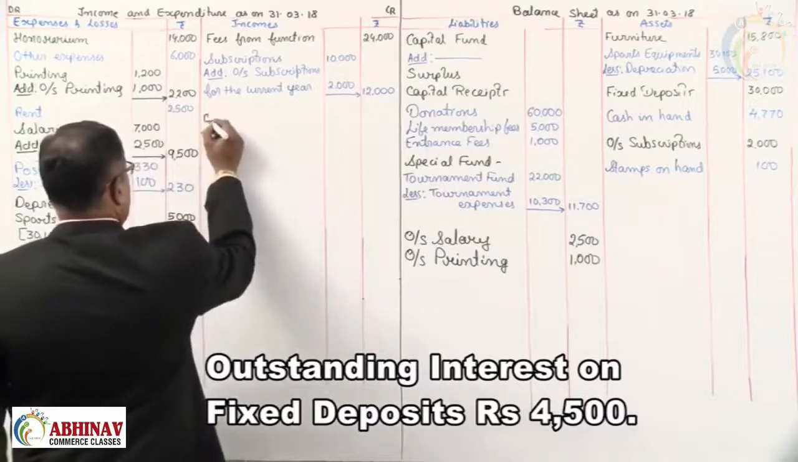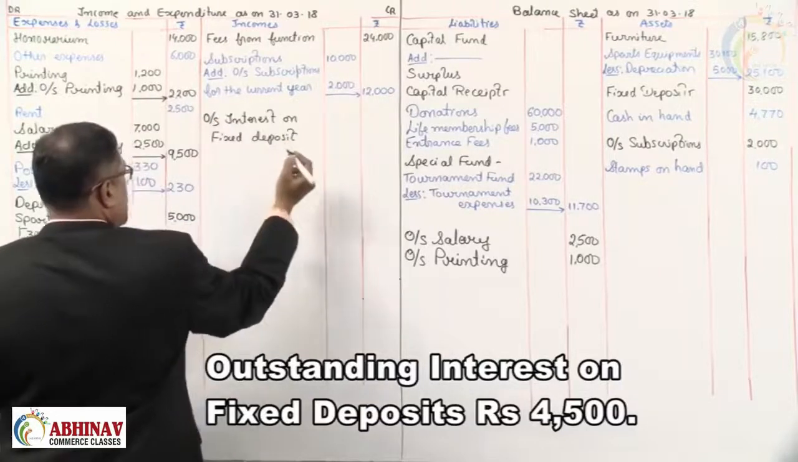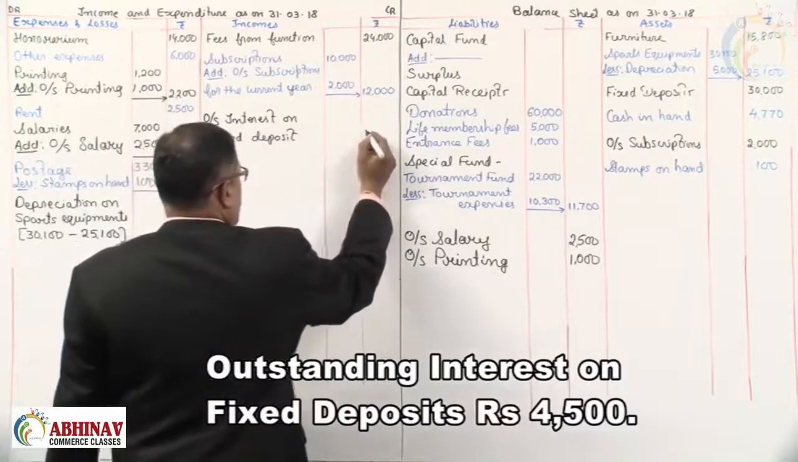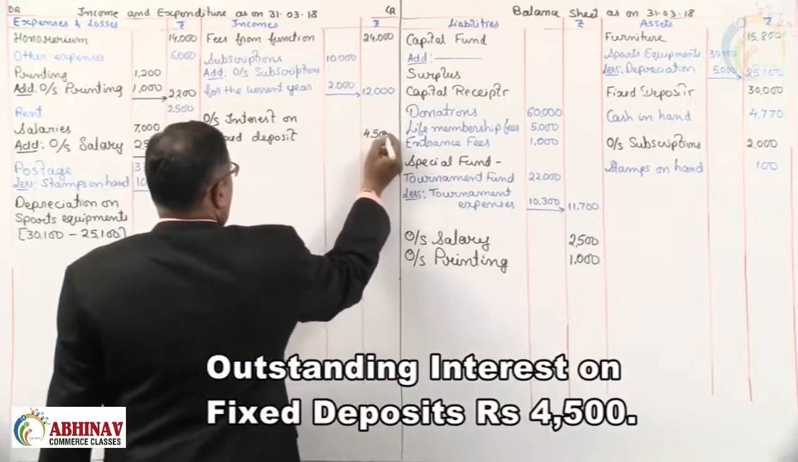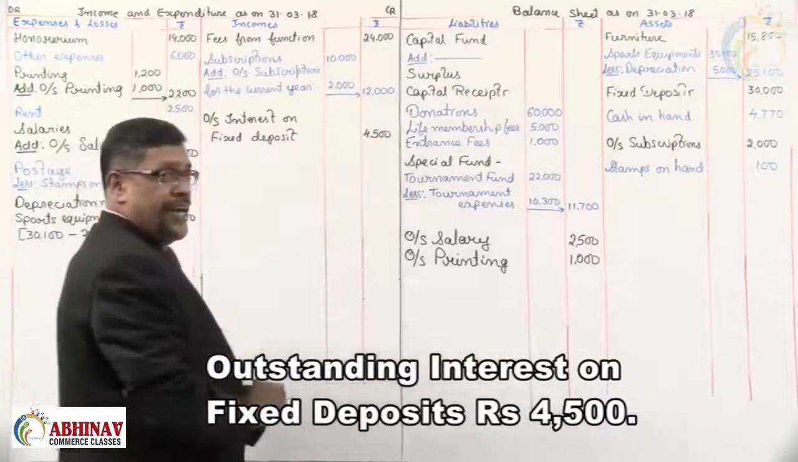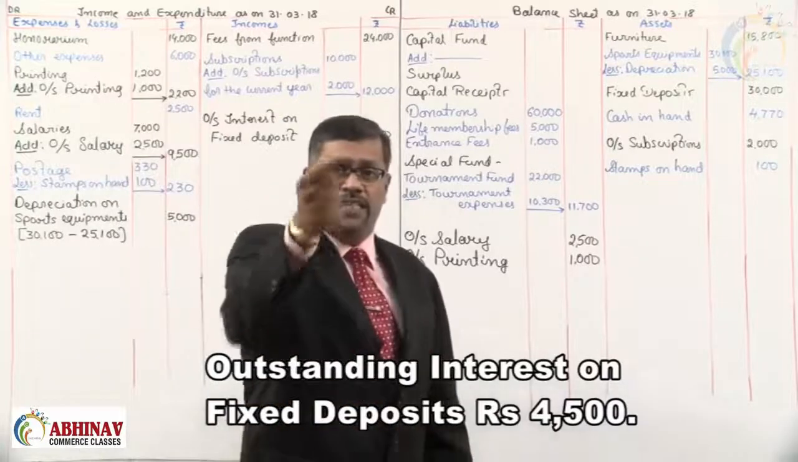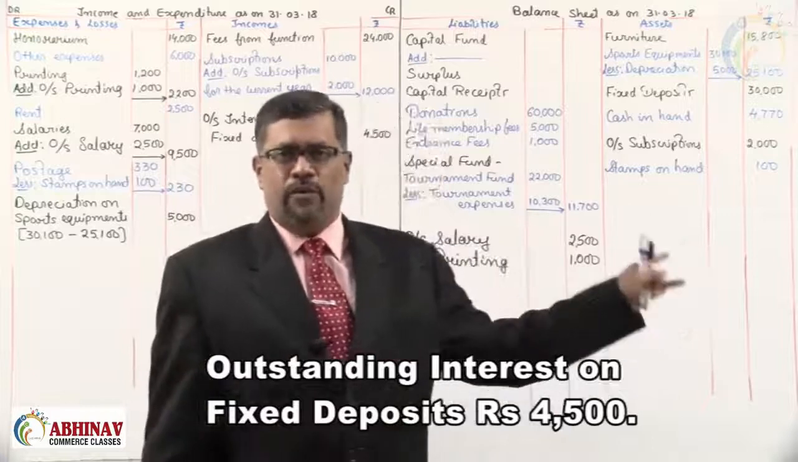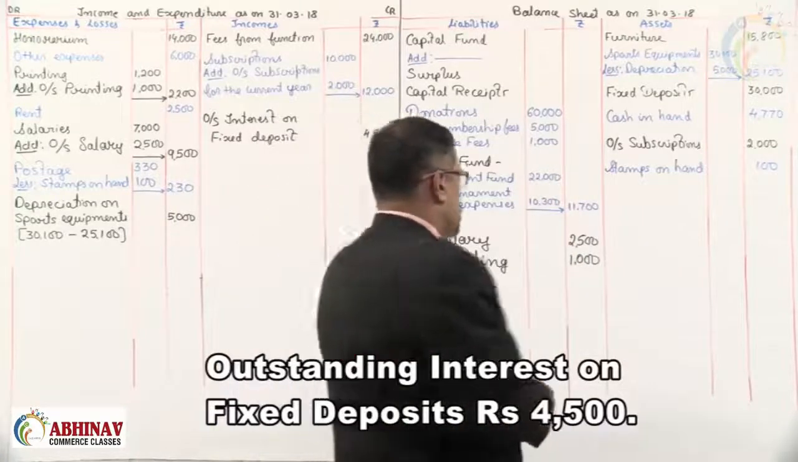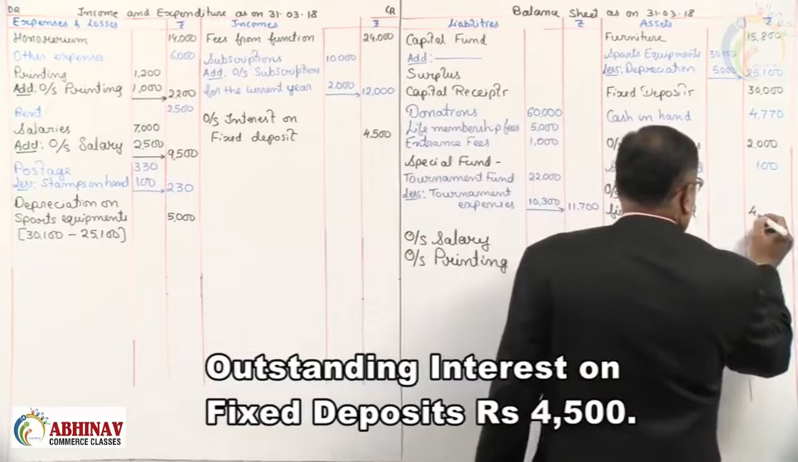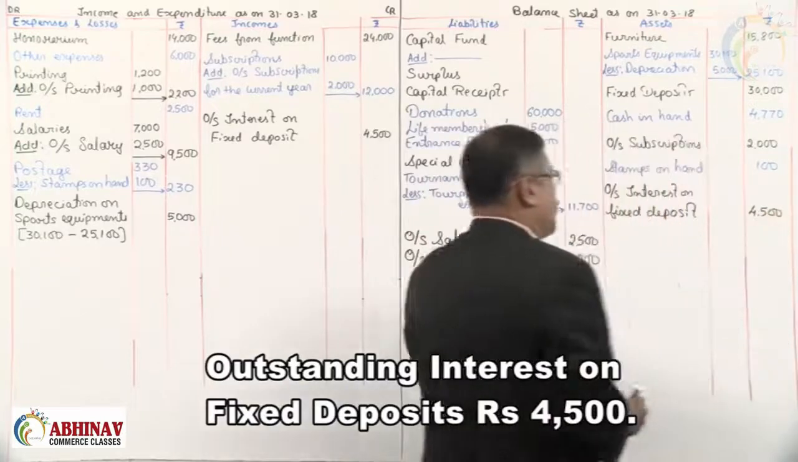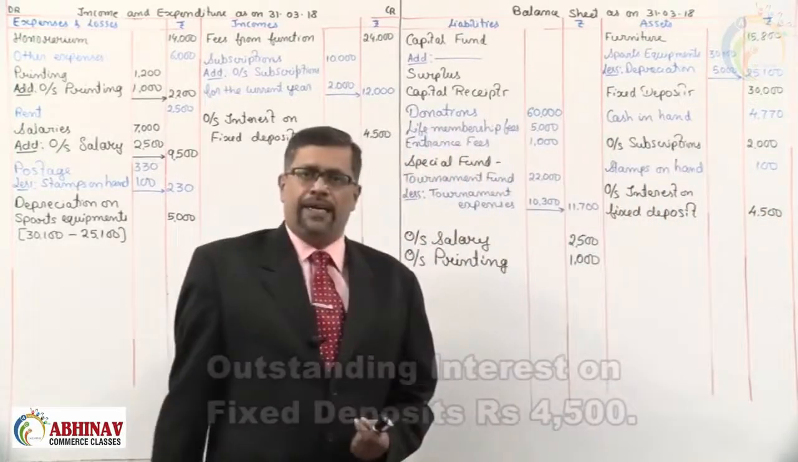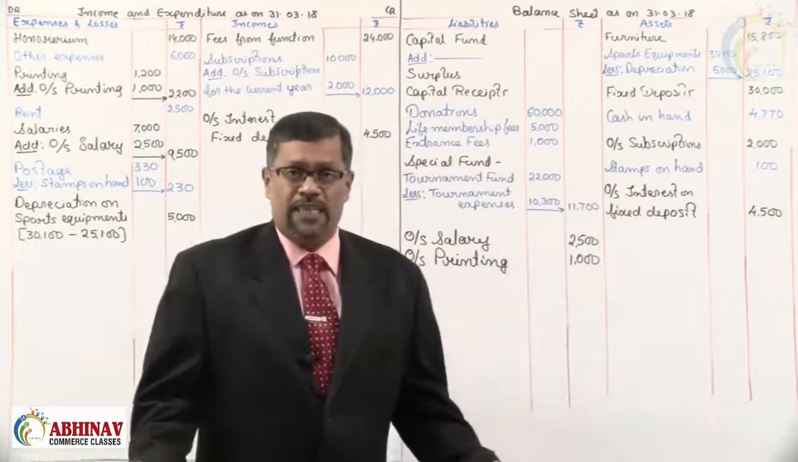Outstanding interest on investment. Outstanding interest on fixed deposit, rupees 4,500. Interest is income. Income is receivable. Receivable is asset or liability? Asset. We'll show it as asset. Outstanding interest on fixed deposit, rupees 4,500. Now, that's all with the adjustments.